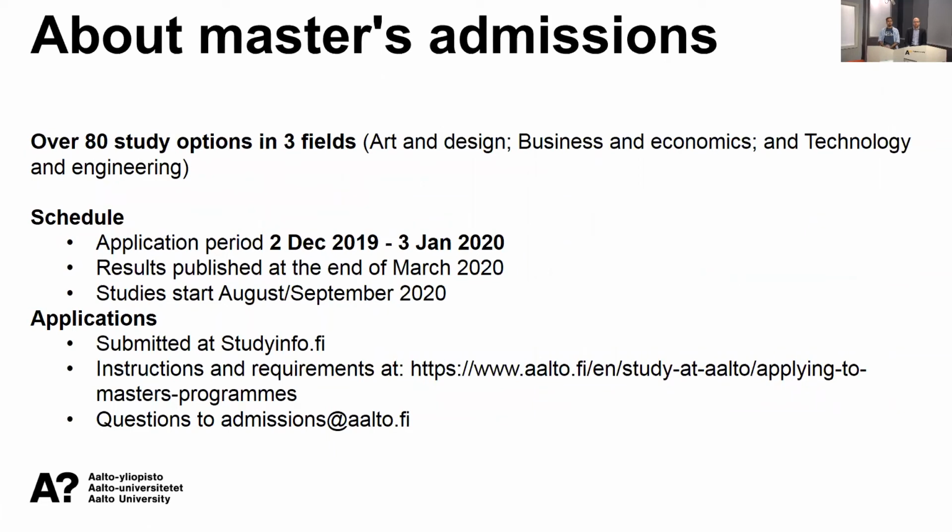The process, also, all the information is on the web. If you feel, okay, this is maybe not the degree for me, but I might still like to come to study here at Aalto University, there are also plenty of other study options available. There are plenty of other master's programs, and you find all that information on the Aalto websites. The application period now runs until the 3rd of January. We will notify you by the end of March. And then the studies start in early September 2020.